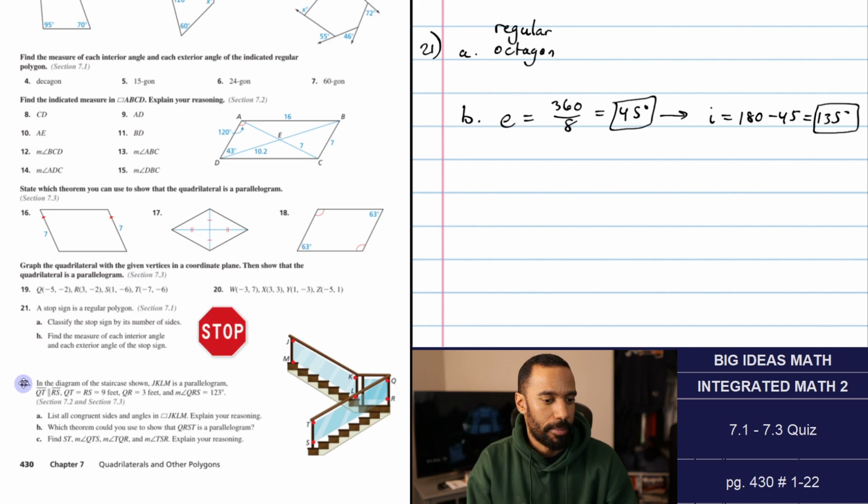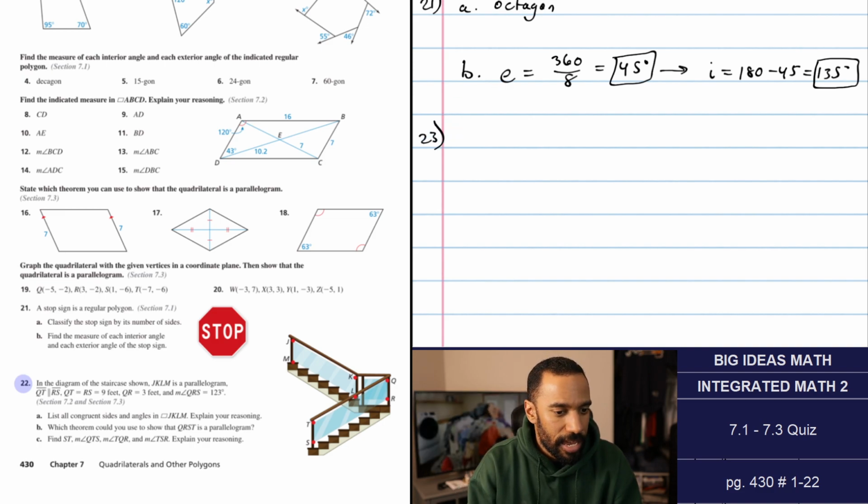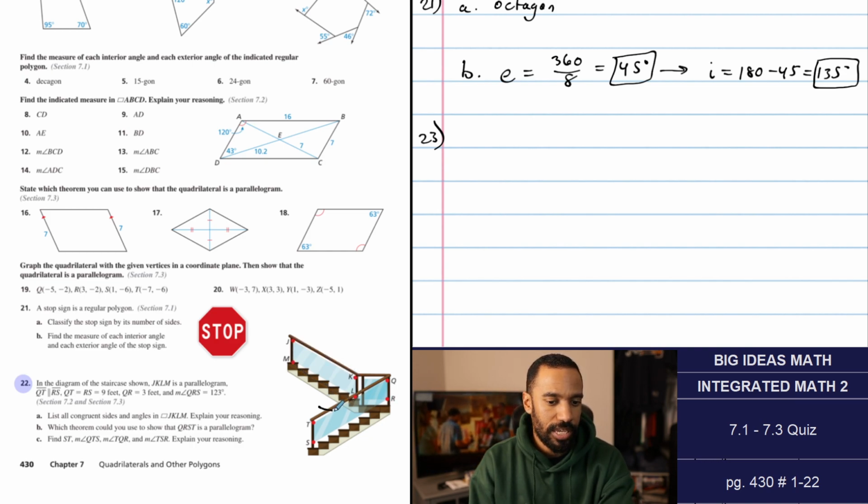Okay, last question, number 22. There are 3 parts. They say it has to do with 7.2 and 7.3, maybe not literally at the same time, but on a per-part basis. In the diagram of the staircase shown, JKLM is a parallelogram. They mean right here. JKLM is a parallelogram. Oh, this is in the other staircase. QT is parallel to RS.